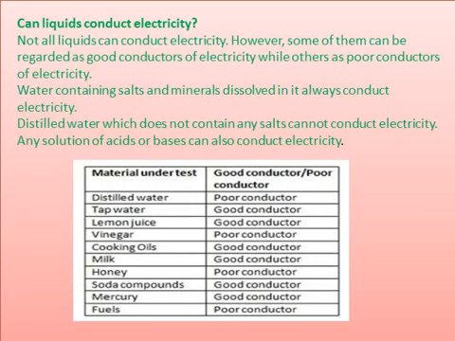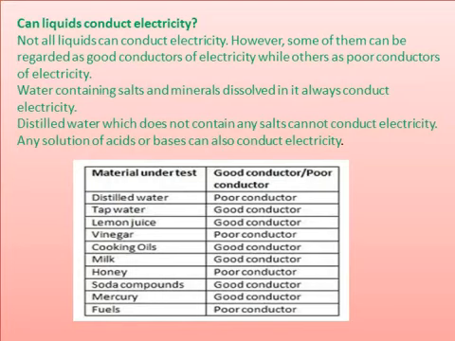Not all liquids can conduct electricity. However, some of them can be regarded as good conductors of electricity, while others are poor conductors. Water containing salts and minerals dissolved in it always conducts electricity. Distilled water, which does not contain any salt, cannot conduct electricity. Any solution of an acid or a base can also be regarded as a conductor of electricity.